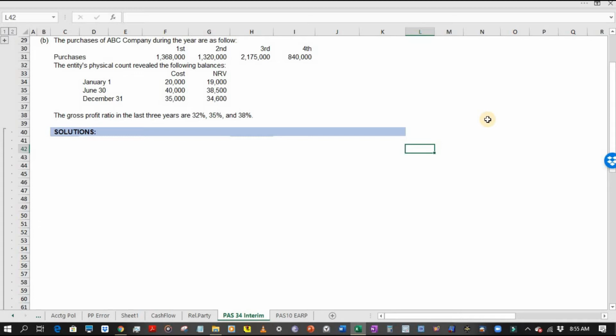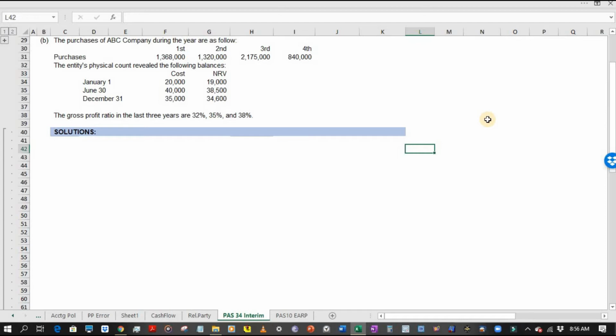So in this instance, we are allowed to use an inventory estimation method. And of course, we have two inventory estimation methods: the gross profit method and the retail inventory method. But in this case, we are going to use the gross profit method. Of course, if the problem is silent, any gross profit ratio given is always based on sales.